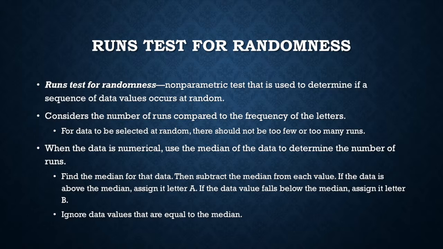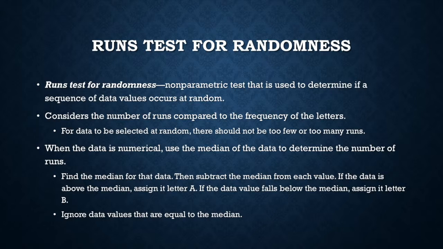The runs test for randomness is a non-parametric test that is used to determine if a sequence of data values occurs at random. It considers the number of runs compared to the frequency of the letters. For data to be selected at random, there should be not too few or too many runs.